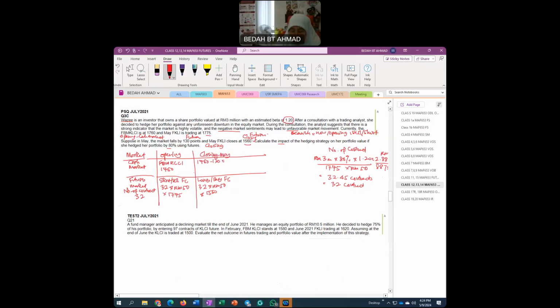Okay, market falls, so 1760 less 130, that is 1630. So this is 1630. So we minus 1630. This is the amount that, so you can also take the difference, 1760 minus 1630.